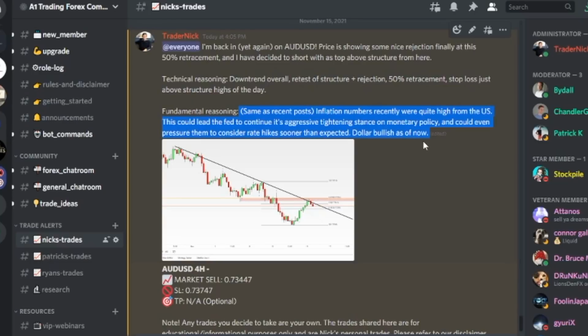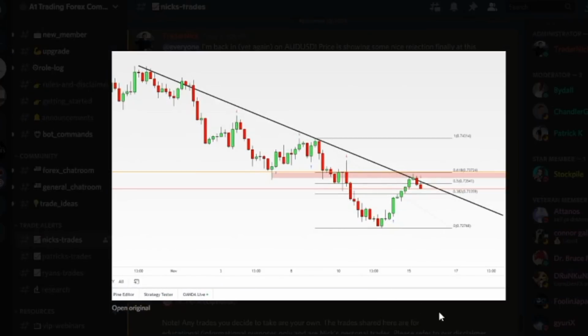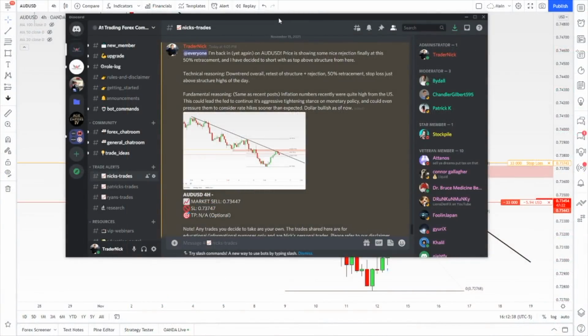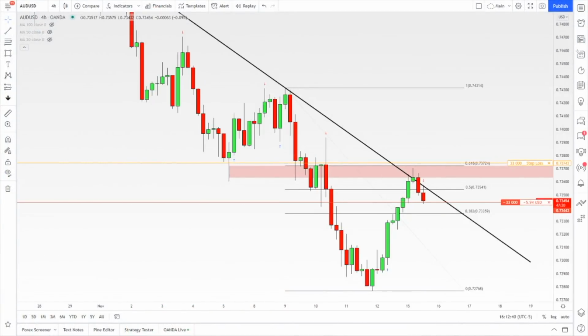And then this was just a repeat from my previous trade, which was inflation numbers recently were quite high in the US, could lead the Fed to continue its aggressive tightening stance on monetary policy, and could even pressure them to consider rate hikes sooner than expected. So lots of bullish momentum here. There's the picture that you guys can see on my screen as well. Entered my sell, put my stop loss, etc. And now the goal is to try and trail stops here.